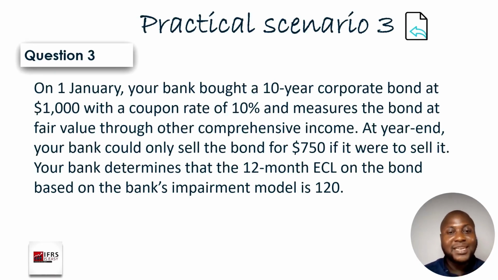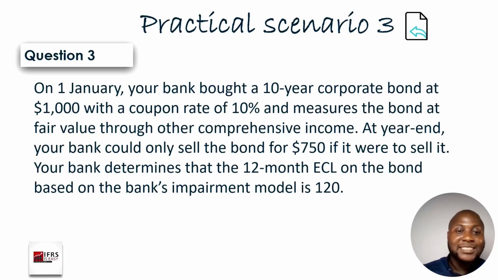If you remember that under the fair value through profit or loss, we didn't mention interest rate because interest rate is basically for amortized cost. But when it comes to fair value through other comprehensive income, it has characteristics of both amortized cost and fair value, and that's why we're talking about a 10% interest rate here. The $1,000 is the opening balance, and then we are seeing that at the end of the year it fell to $750. But we now notice that there's an impairment of 120.